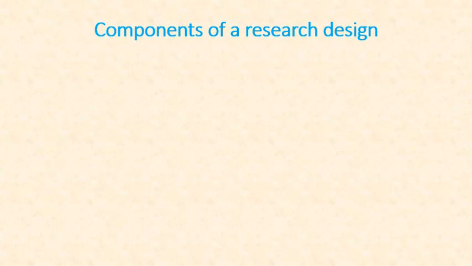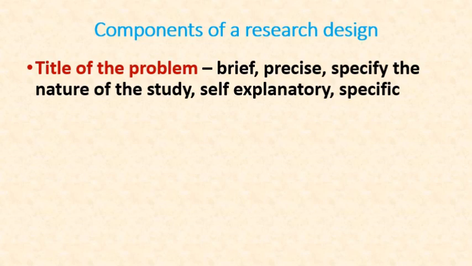Next topic, components of a research design. What are the elements to be included in a research design? First one, title of the problem. The title of the problem must be specified. The title must be brief, precise, and the title must specify the nature of the study. Title must be self-explanatory and specific.